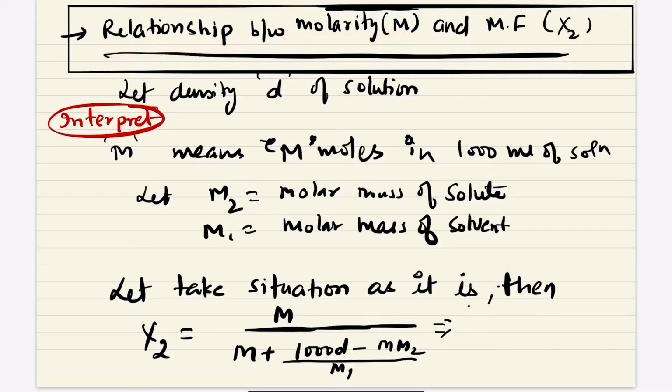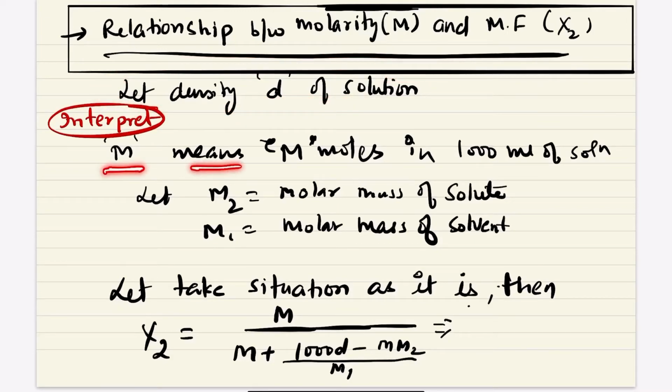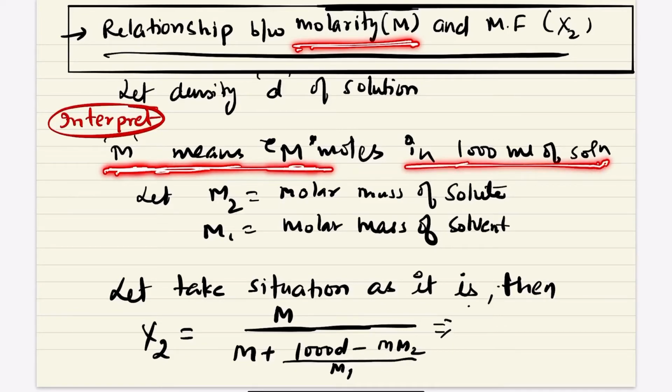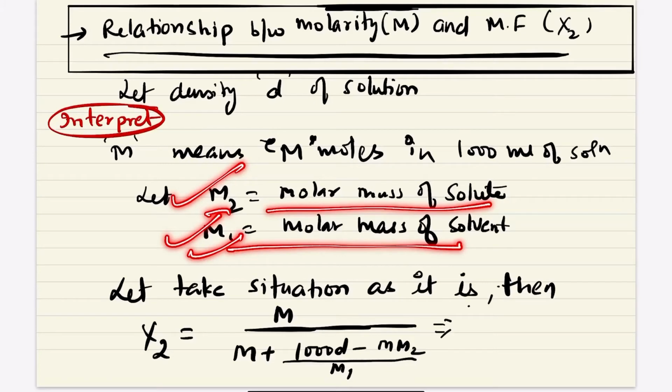Okay, you have to assume that the density of the solution is given, that is small d. Okay, and capital M means molarity. Capital M means you have to interpret the value. Capital M means M moles are present in 1000 ml of solution. Okay, whenever the molarity of any solution is M, what do you interpret from it? That if you take 1000 ml of such solution, it contains capital M number of moles. Okay, and you have also assumed that M2 and M1 are given. What is M2? Molar mass of solute, and M1 molar mass of solvent.